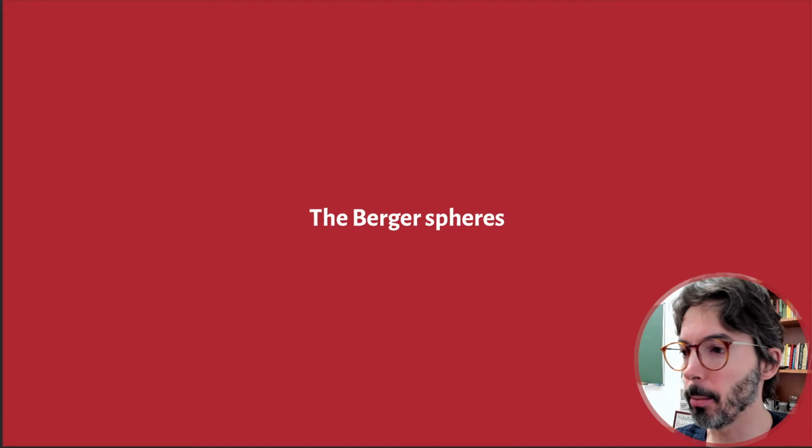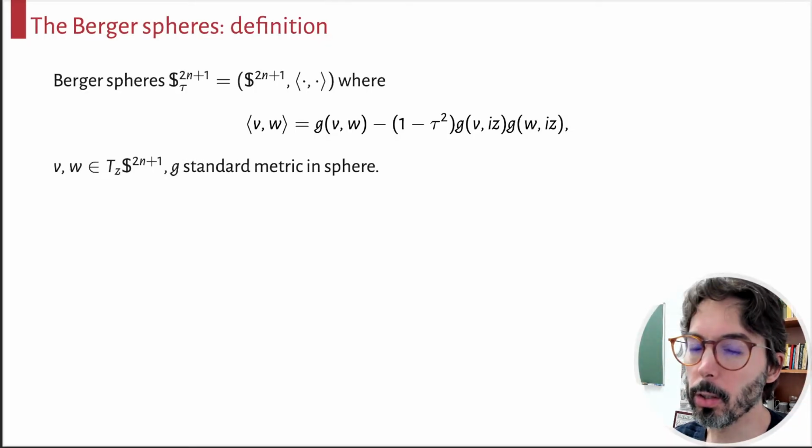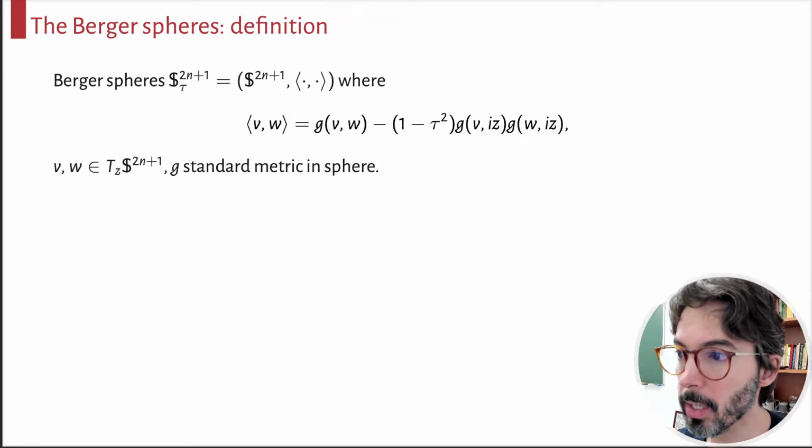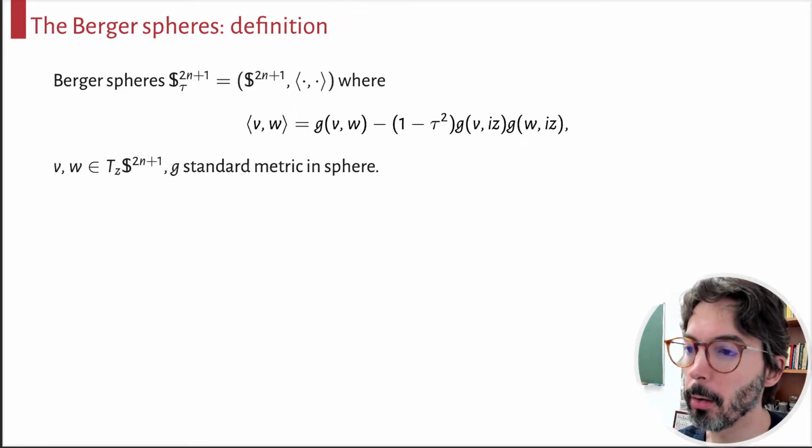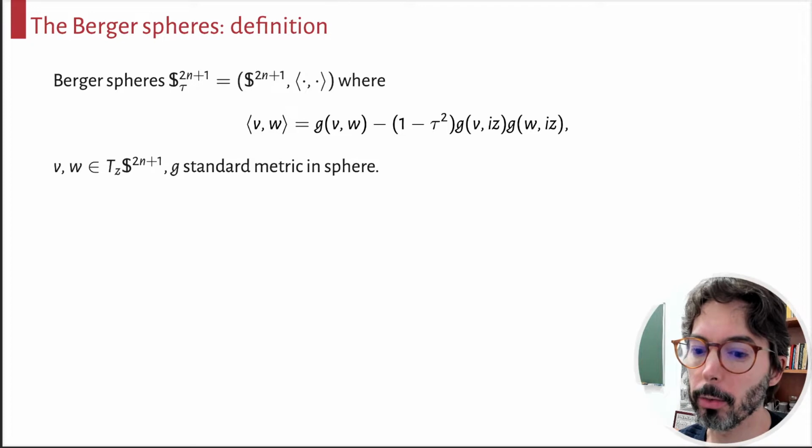Okay, what is a Berger sphere? So a Berger sphere is nothing but a round sphere endowed with a metric that deforms the standard metric in the direction of the Hopf fiber. Analytically, the metric, which is going to be denoted by angle brackets, is given by the standard metric G on the spheres plus a term that depends on the parameter tau that we are going to call the parameter of the metric, and the standard metric in the direction of the tangent part of the Hopf fibers.